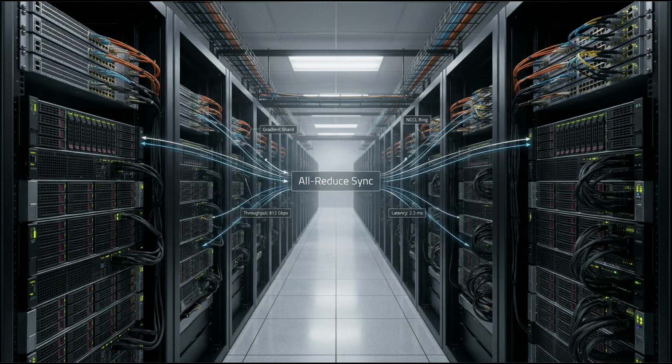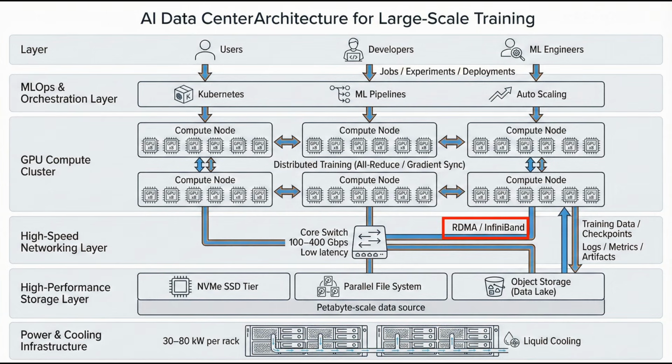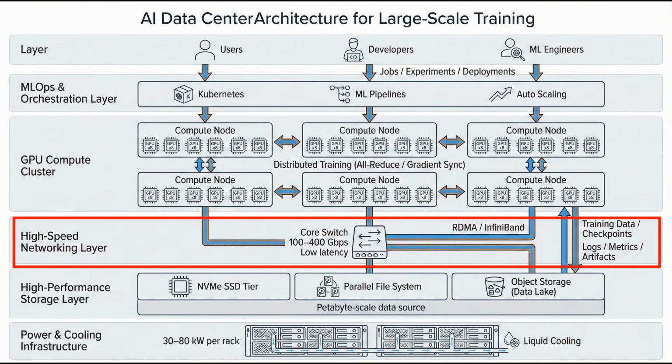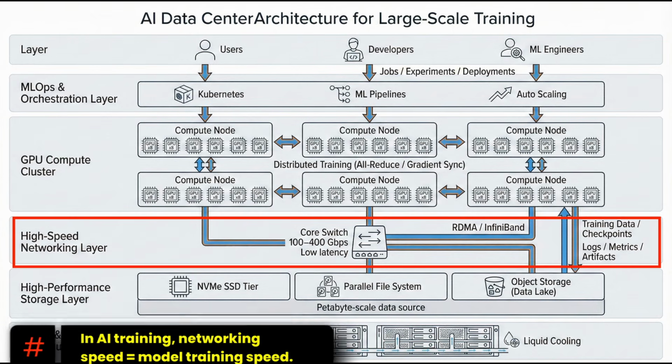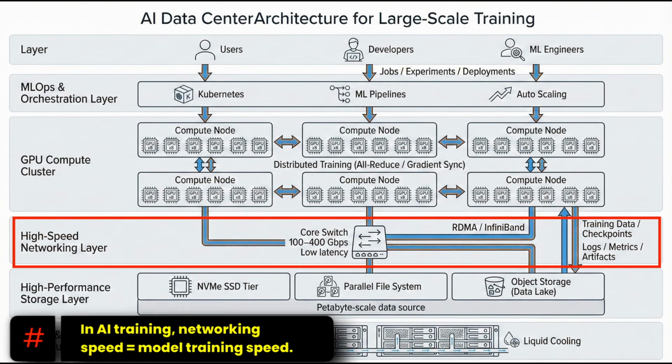What do you think? Will normal networking work here? No, normal networking won't work here. And that's why we use RDMA, InfiniBand, 100 to 400 Gbps core switches, and an ultra low latency fabric. This layer ensures fast GPU to GPU communication and minimal delay during gradient syncs. Without this layer, the training would become extremely slow. So in AI training, networking speed means model training speed.